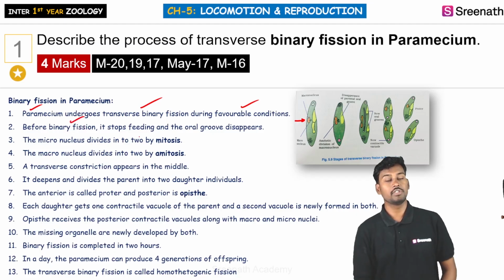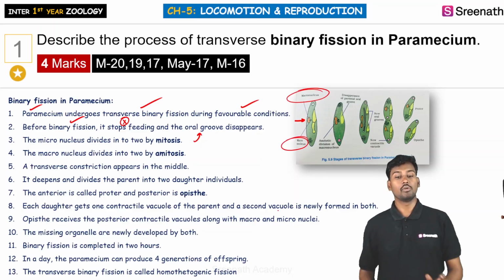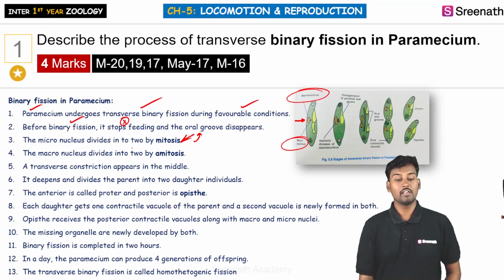And before the binary fission, what will the paramecium do? It stops feeding, so it doesn't go for feeding. Its oral groove will disappear, the oral cavity will disappear, and it stops feeding. And when you see the nucleus, generally we have 2 nuclei, one is the macronucleus, one is the micronucleus. The micronucleus will be divided into 2 by means of mitosis, whereas the macronucleus is the bigger one, which is generally divided by means of amitosis.